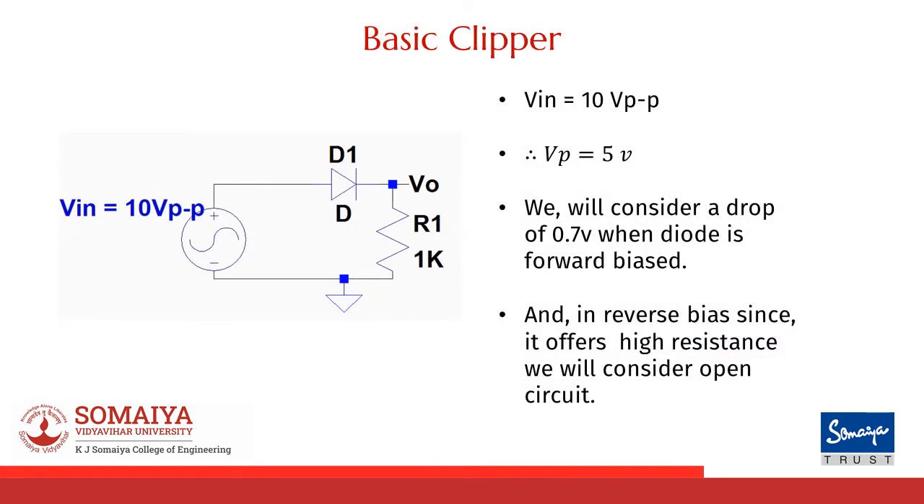The circuit shown here is a basic clipper circuit with one diode, a resistor and a sinusoidal input source. The input applied here is 10 volts peak to peak, which means the peak value is going to be 5 volts. When the diode is forward biased, we'll consider a drop of 0.7 volts, and when the diode is reverse biased, we'll consider it to be an open circuit.